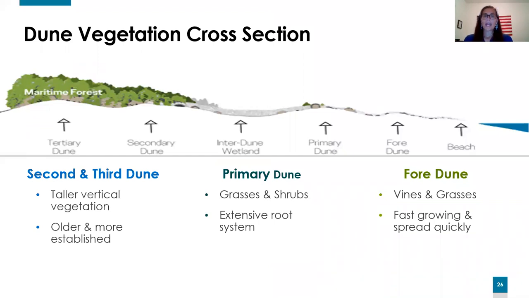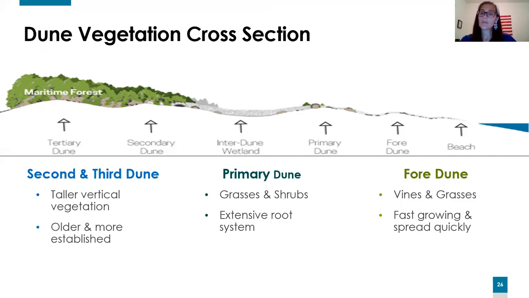So if you were to look at a dune cross section of how a dune is made up and kind of where you would find some of these plants, you have your beach where really you don't have a lot growing. Then you have your foredune, which is a smaller dune in front of your primary dune. This is where you have your pioneer species. This is where you have those species that are coming in and growing very quickly and trying to spread and expand that dune system like your railroad vine.